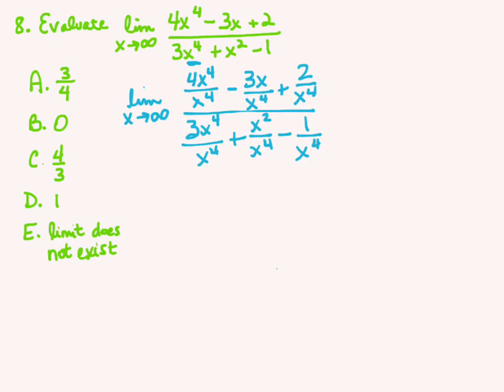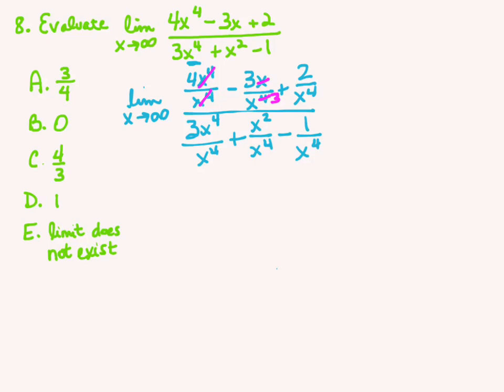So I've got 4x to the 4th over x to the 4th. Those x to the 4ths can cancel out. 3x over x to the 4th, that x is going to cancel out and it's going to turn that 4th into a cubed. And then 2 over x to the 4th, I can't do anything with that.